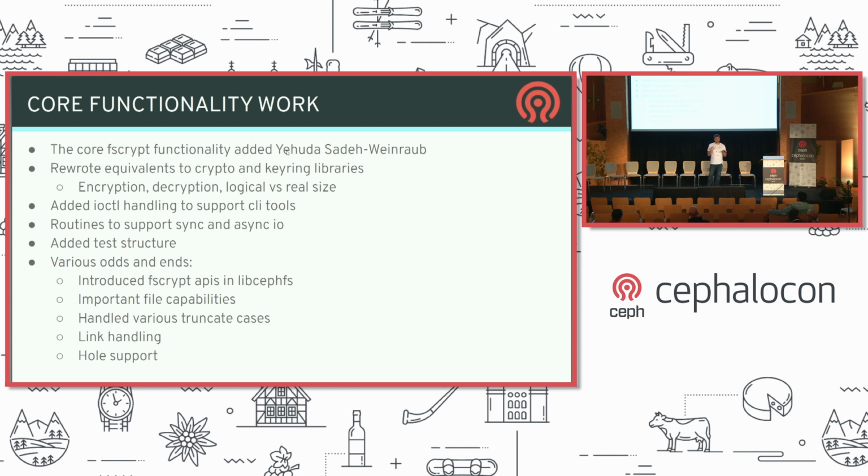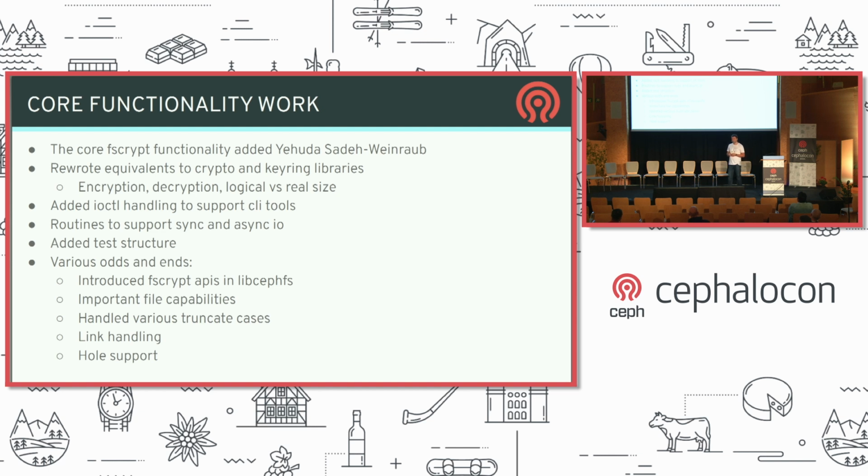So now I'm going to speak about the actual setup and implementation of user space fscrypt. It's going to be two parts. The first part is core functional work. The initial work was done by Yehuda. Things like the equivalents that are in the kernel were added: crypto, keyring for encryption, decryption, etc.